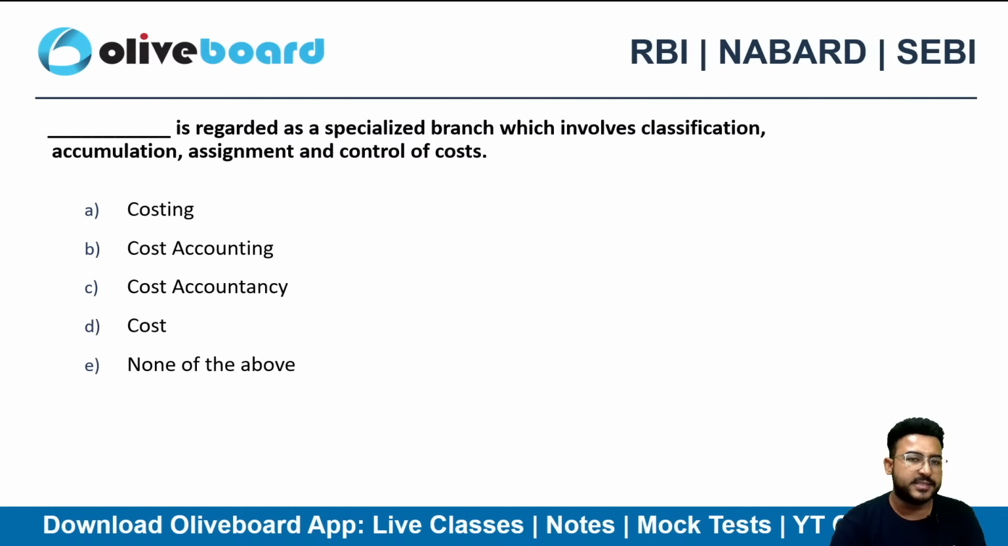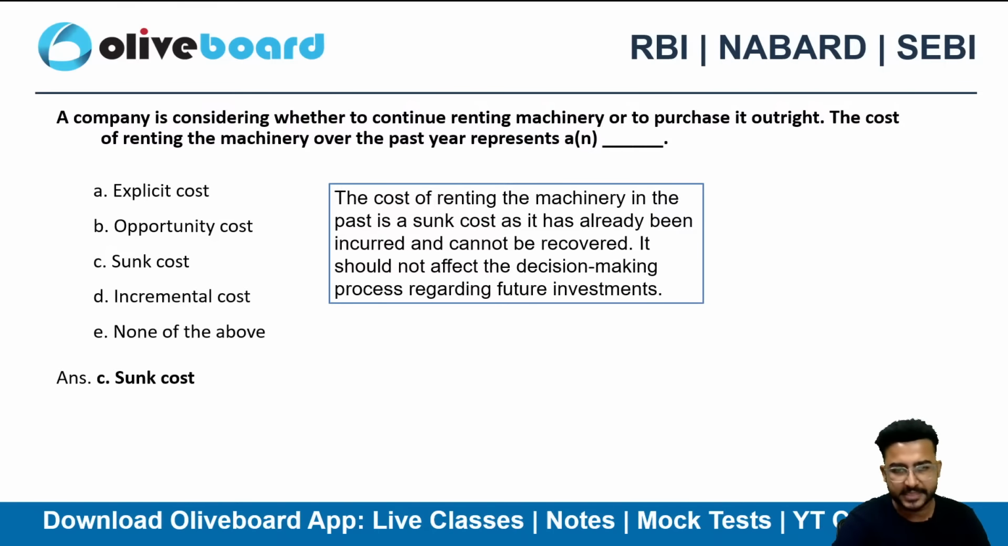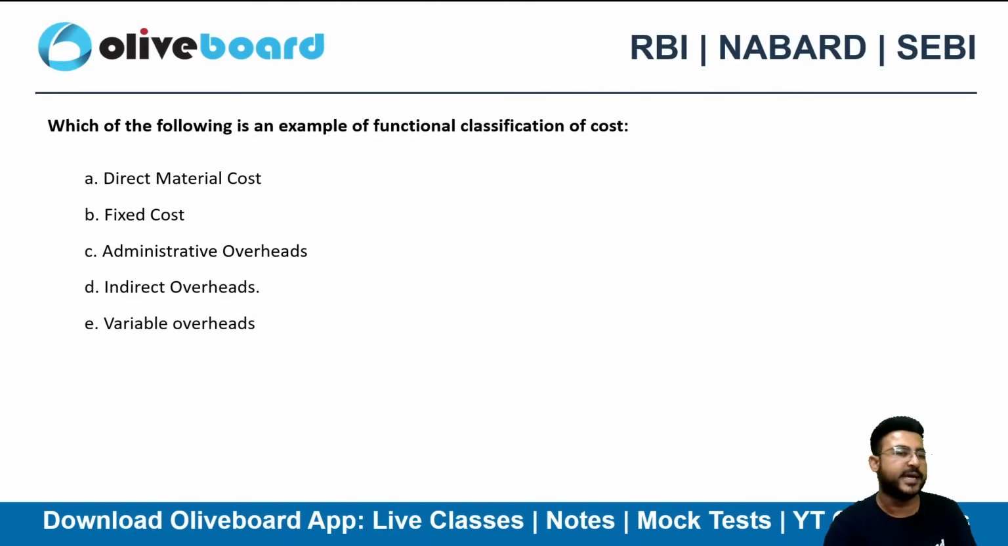Which is regarded as the specialized branch which involves classification, assignment, accumulation of costs? So it is cost accounting only. The cost of renting the machinery over the past years is a sunk cost. It's not relevant as of now.